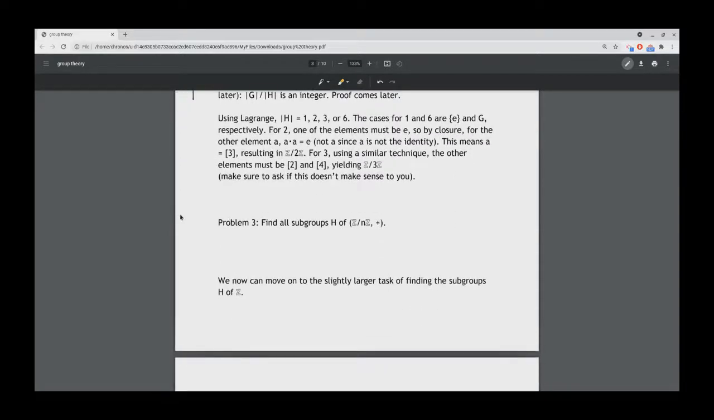So problem 3. Find all subgroups H of Z over nZ plus. I'll give you 3 minutes for this, till 5:23.